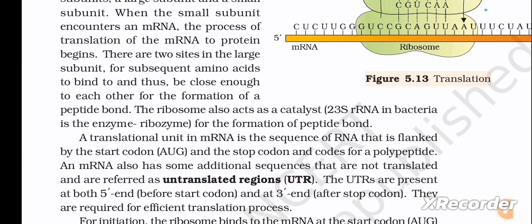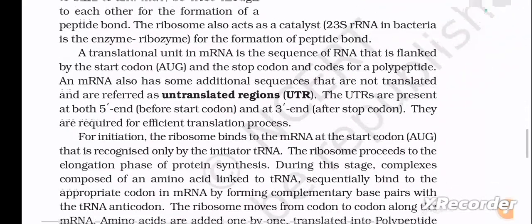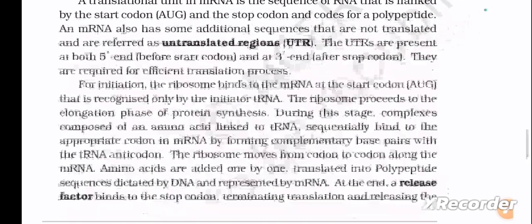A translational unit in the mRNA is a sequence of RNA that is flanked by the start codon AUG and the stop codon, and codes for a polypeptide. The mRNA also has some additional sequences that are not translated and are referred to as untranslated regions, UTR. The UTRs are present at both the 5' end before the start codon and the 3' end after the stop codon. They are required for efficient translation process.